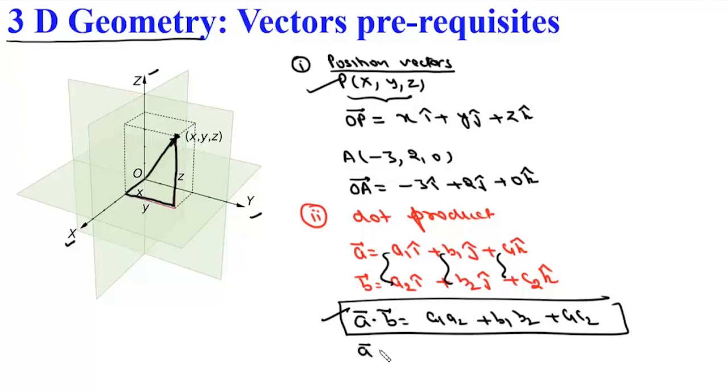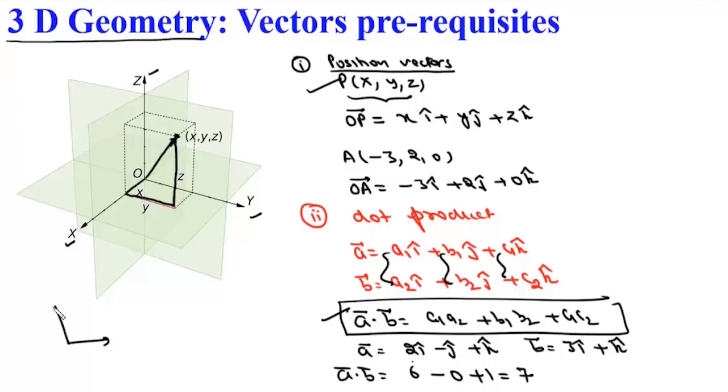Say for example, if we have A as 2i minus j plus k and B is 3i plus k, then A dot B: i with i, it is 6, j with j is 0, and then k with k is 1. So the value of A dot B is 7. And we also know that if two vectors A and B are perpendicular, then their dot product will be 0. So this concept where two vectors are perpendicular will be very handy in three-dimensional geometry.